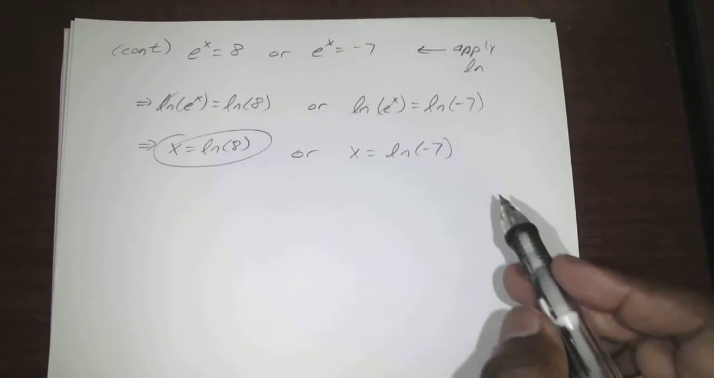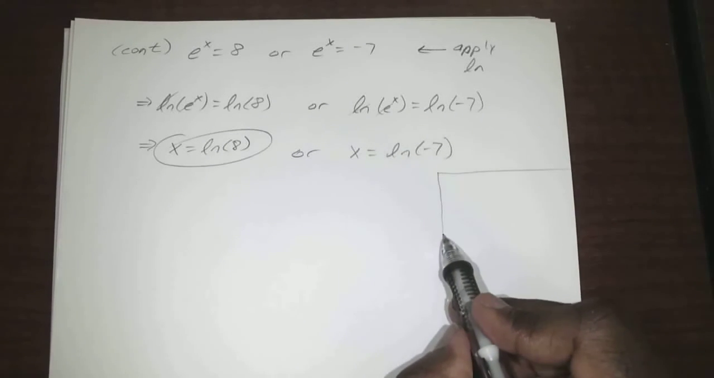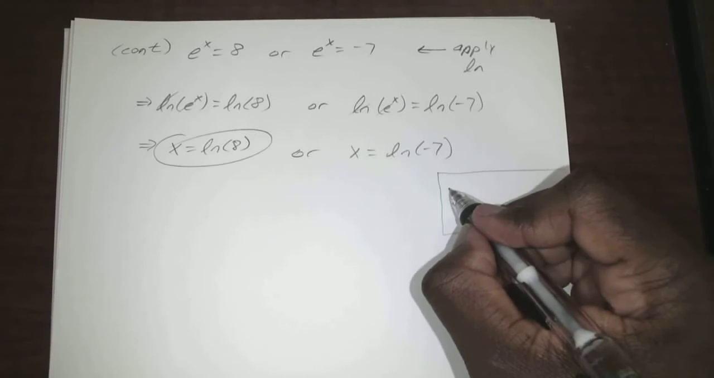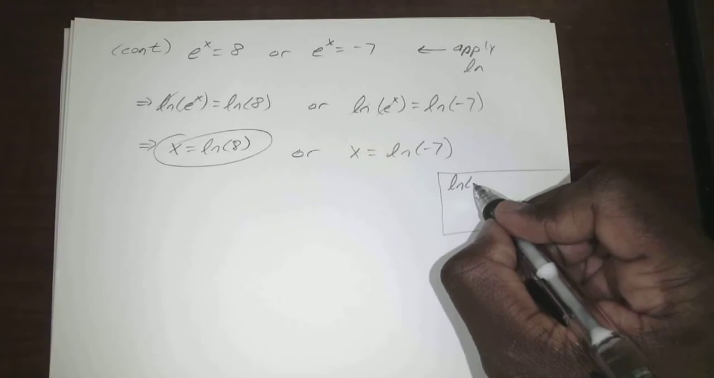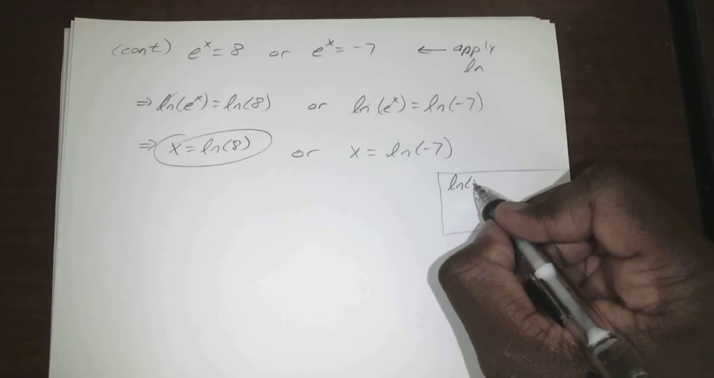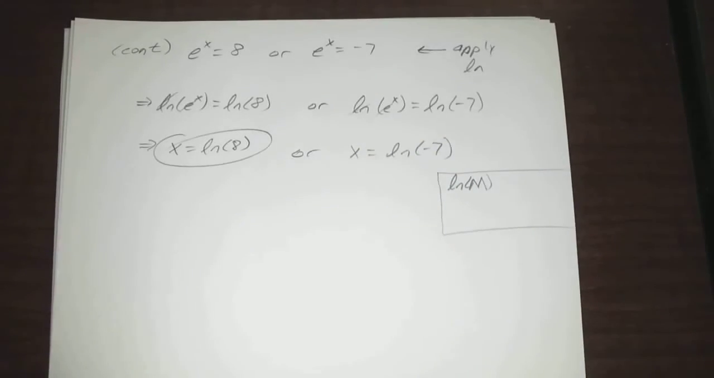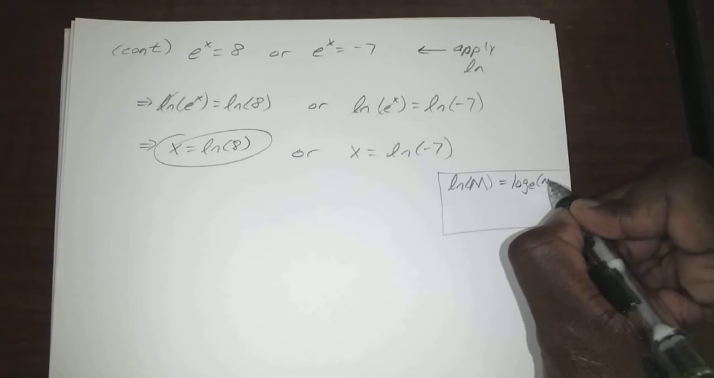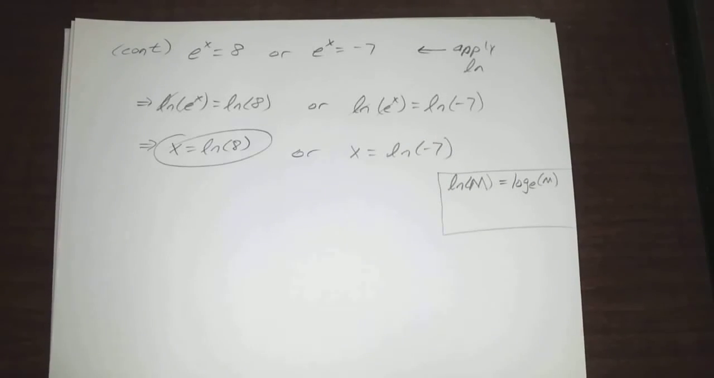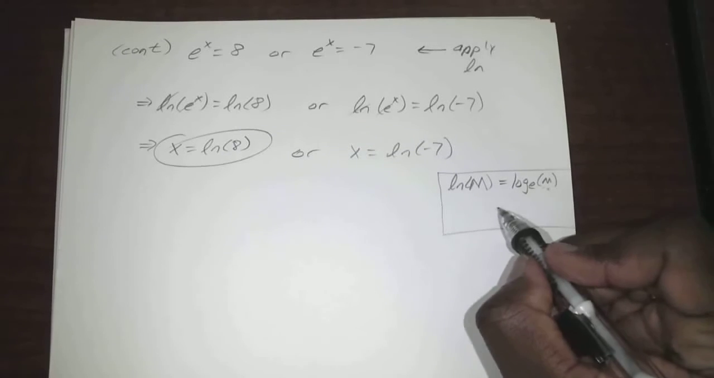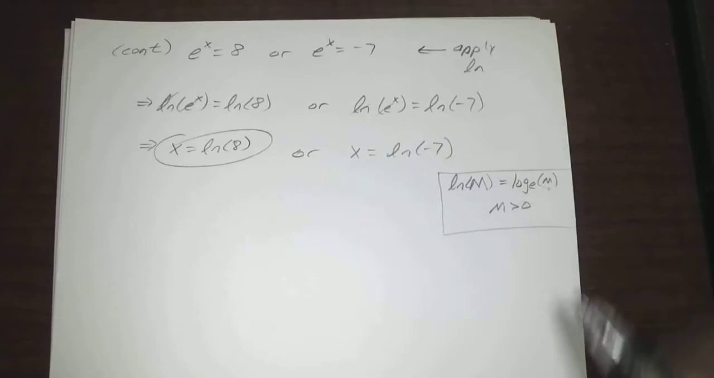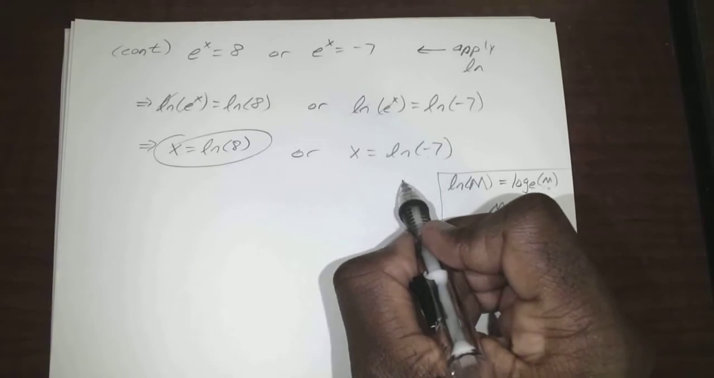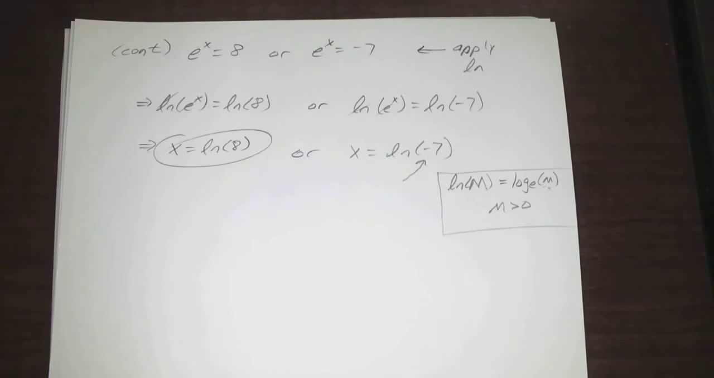Okay. But if you remember, natural log, let's say, of m, is equal to log base e of m. And one of the properties of our log function is that m actually had to be positive. Okay, so this one you can't use because it would have to be positive.